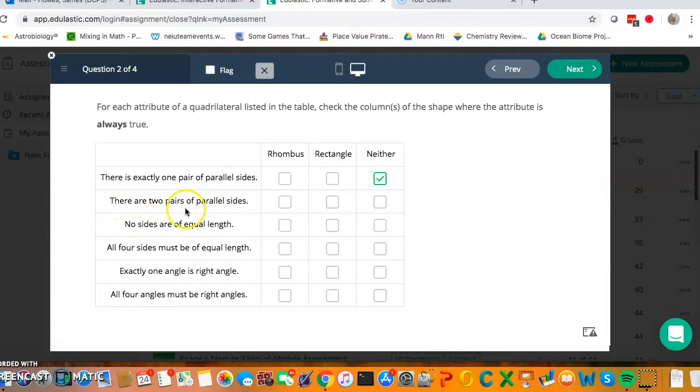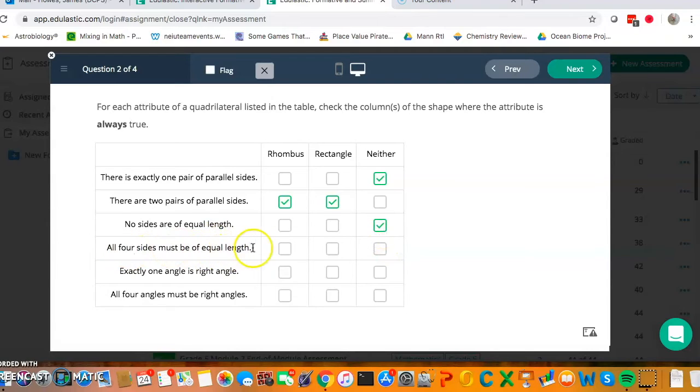There are two pairs of parallel sides. I just said they both have two sets of parallel sides, so that would be true for both. No sides are of an equal length. The defining quality of a rhombus is it is a shape where all the sides are the same. So it's definitely not true for that. And the rectangle, well, because there's two sets of parallel sides, that means those parallel sides must be equally distanced apart. So a rectangle always has two sets of equal sides. So that's true for neither.